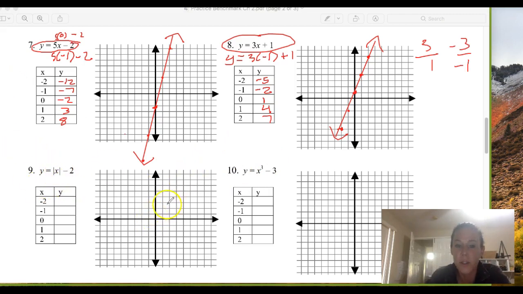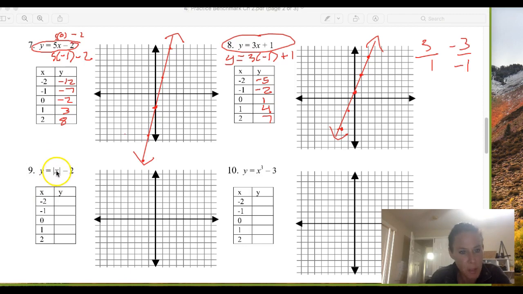This one's a little trickier. That's the V shape. So I could take my V shape and shift it down 2 with this graph. I already know what this looks like. It looks like this before I even graph it. Just because I know what the absolute value graph looks like and I know it shifts down 2. But plug it in.